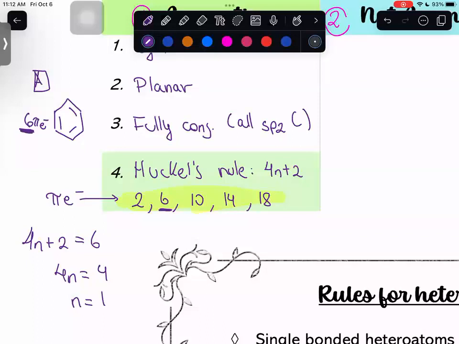Plug in zero for n, you get 2, plug in 1, you get 6, plug in 2, you get 10, you just memorize that sequence. So you can either do the math on the spot or, like most people, you can just memorize the highlighted part. That's it.